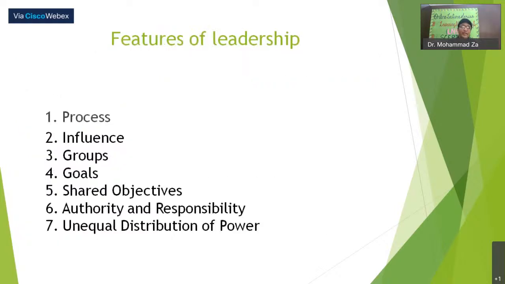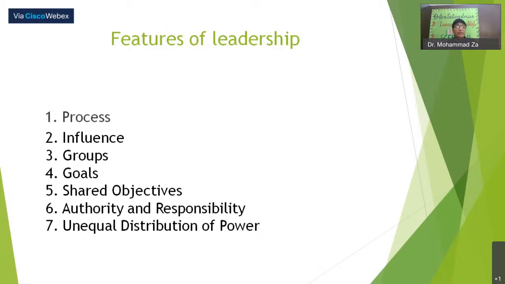Now, on the basis of these three definitions, we can find out 6 important things. Number one, leadership is a process in the same way as teaching is a process.